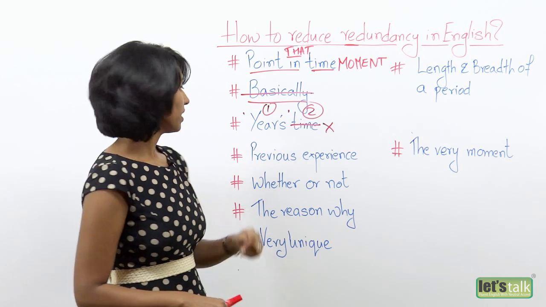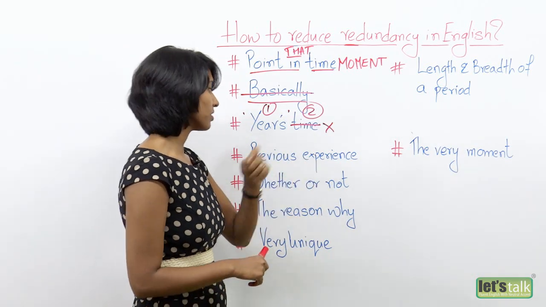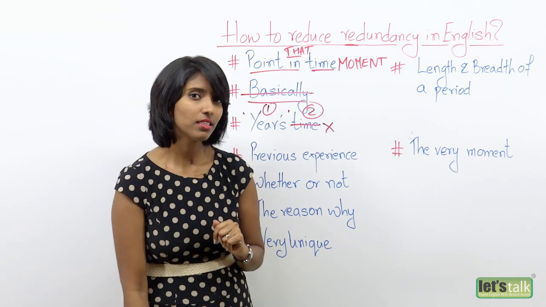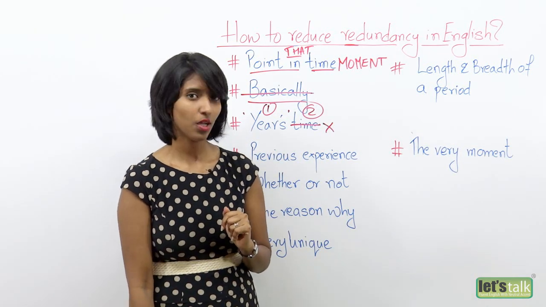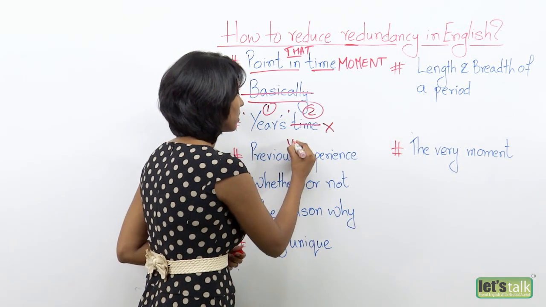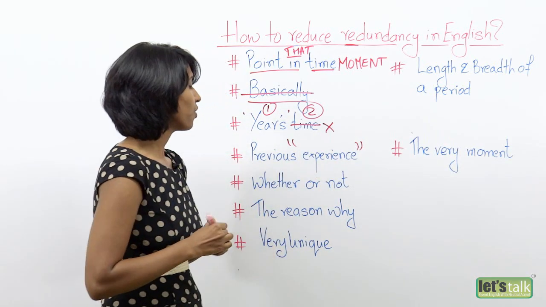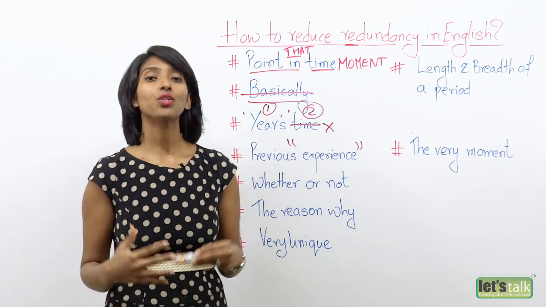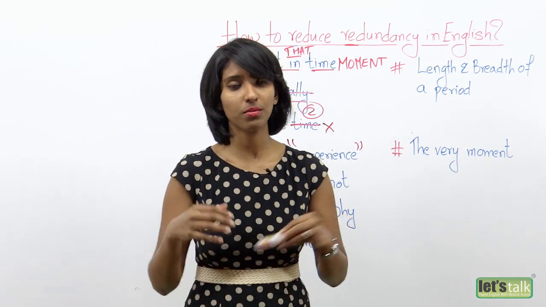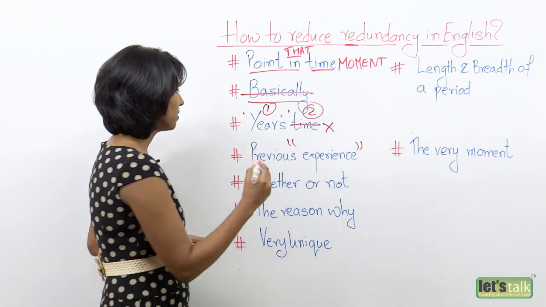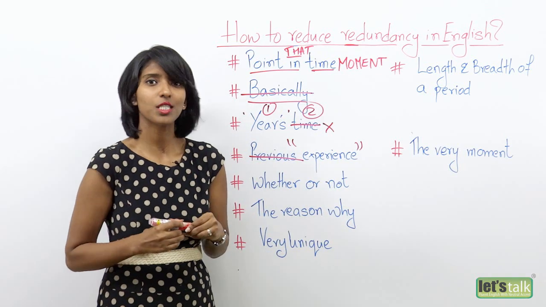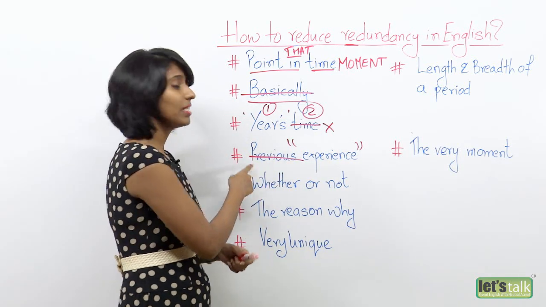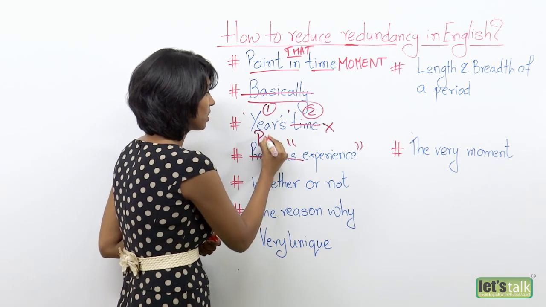The fourth is previous experience. Tell me what is wrong in this. Guesses? No? Okay. Experience is always gained from the past knowledge. That means something has already happened and you learned from it. So why do you need previous? Because experience always comes from facts that happened in the past. You don't need past experience.